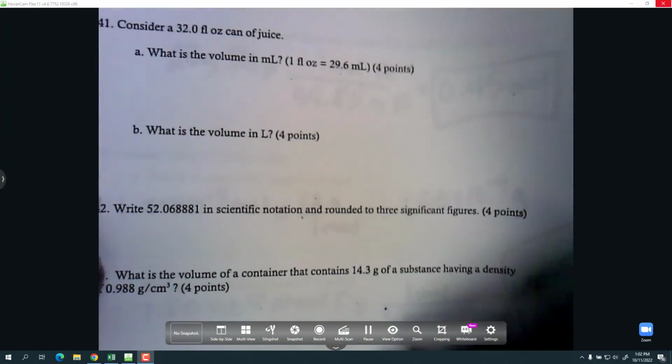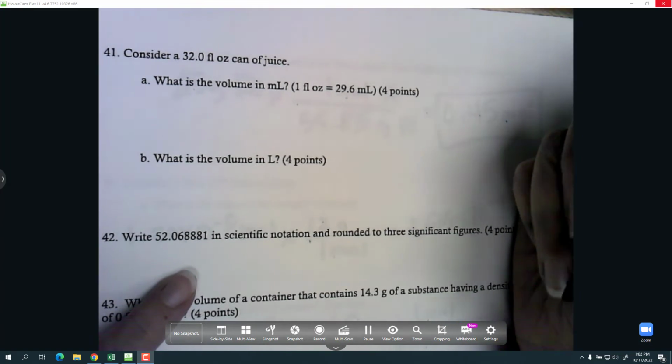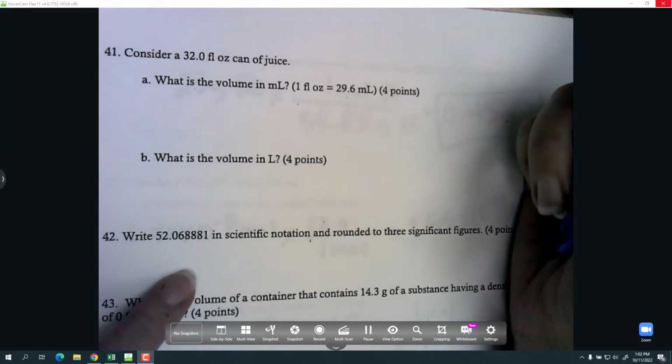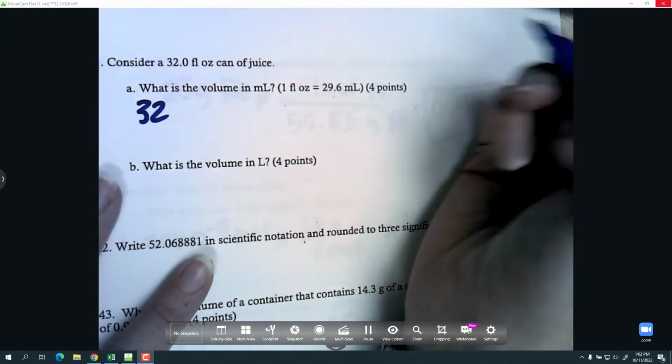All right. 32 fluid ounces can of juice. What is the volume in milliliters? They gave me the conversion factor. The only conversions you should be able to do without a conversion factor are prefix conversions.